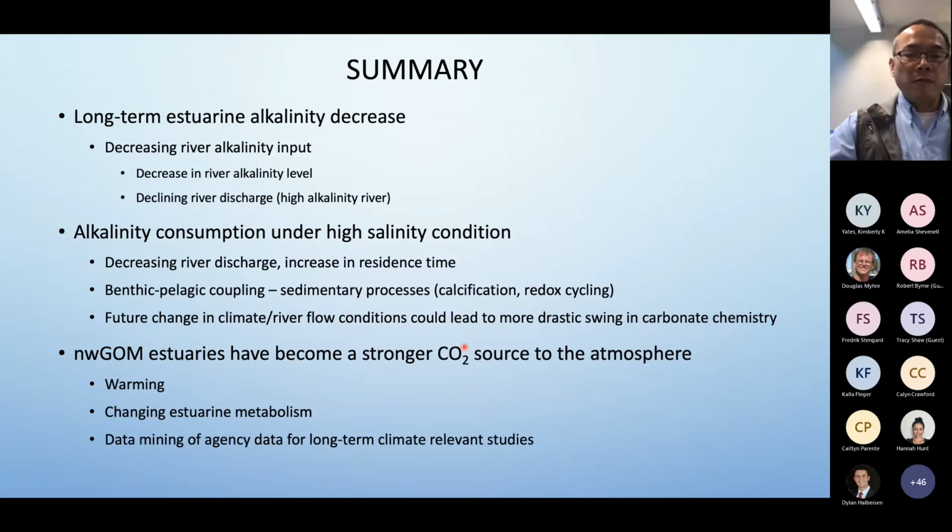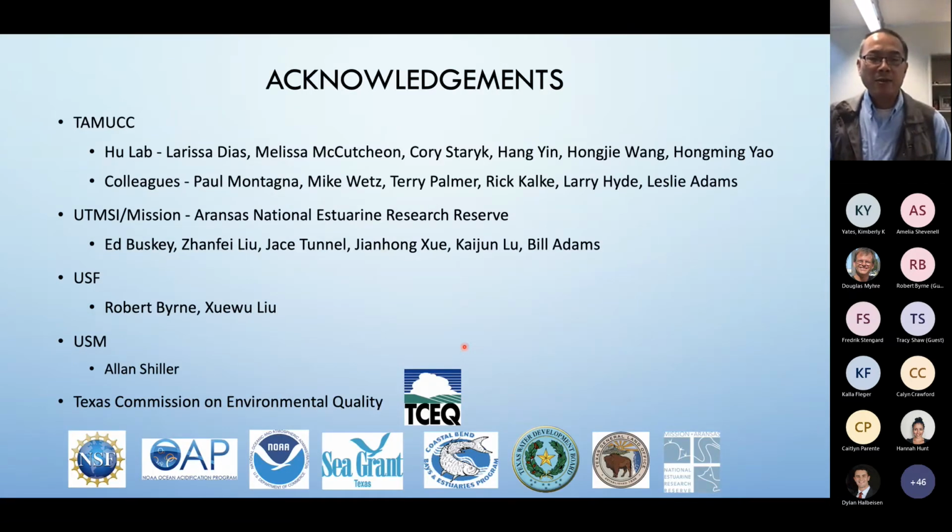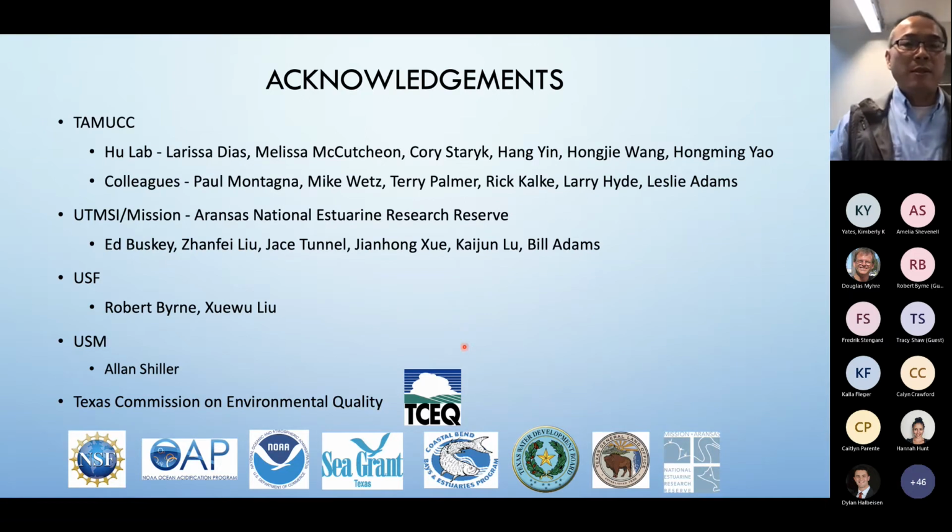We would really like to see other colleagues dig out the agency data, to see what we might have missed or what we might be able to discover from all these great data repositories. And in the end, I would like to acknowledge students, technicians, postdocs, and former students who used to work in the lab, and colleagues. They have provided a lot of help in our past years of work.